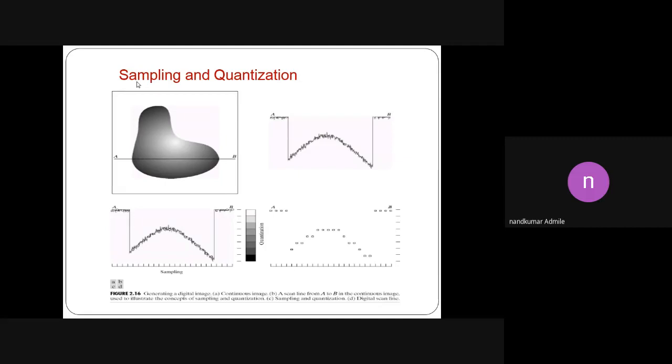So in between point A and point B, we have a half circle. From the analog shape, we have one half circle. Here at the right side, we consider point A and point B, and the connectivity between point A and point B. Okay, now we have to apply the sampling and quantization.